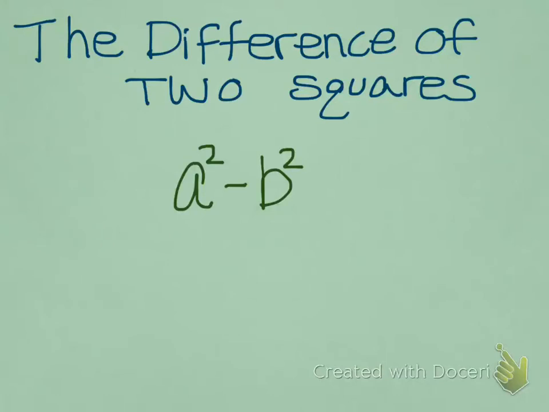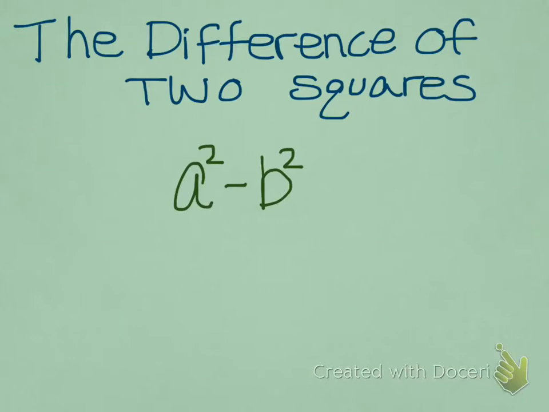The difference of two squares is really explained in the name. You need to know the name so that you know what you need to do. So it says the difference. Well, that's because if you're given a subtraction problem, so it has to be a subtraction problem, between two values that are perfect squares, we can factor this.